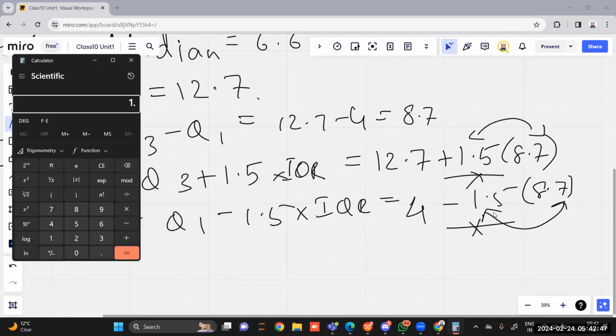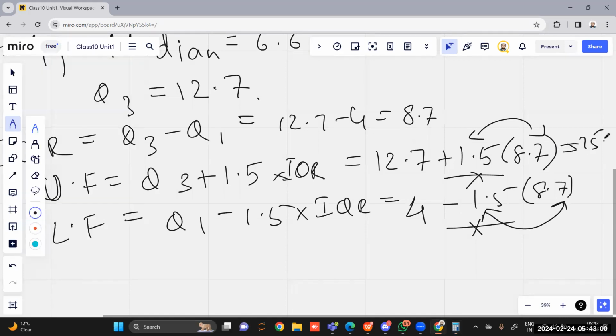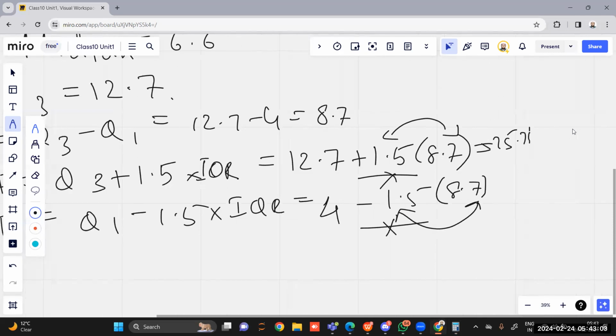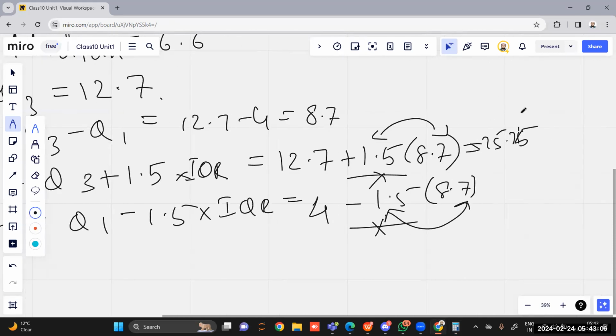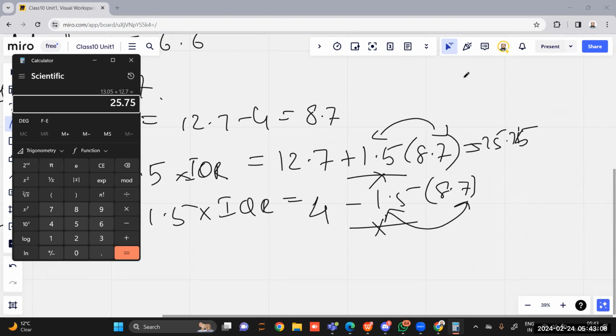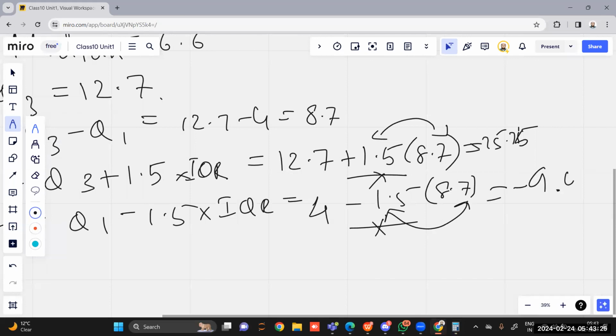So it's 1.5 into 8.7 plus 12.7, so it's 25.7. Then 25.7, 0.75, well, yes, 25.75. And the next one will be negative 9.05. 1.5 into 8.7, I put a minus, so it's minus 9.05.